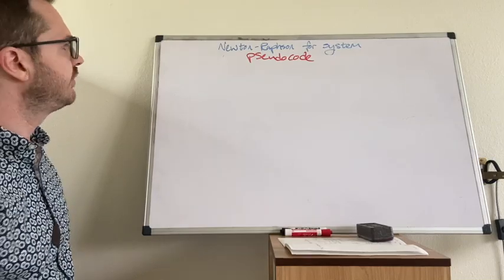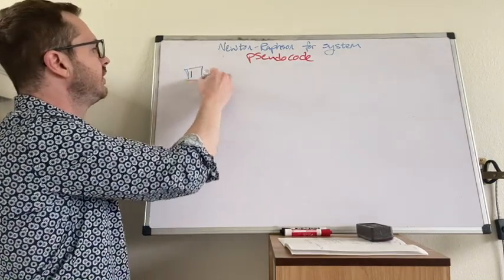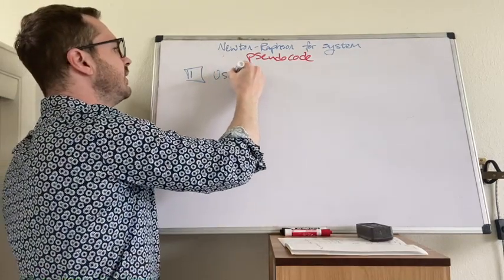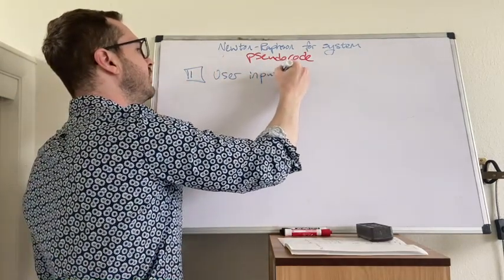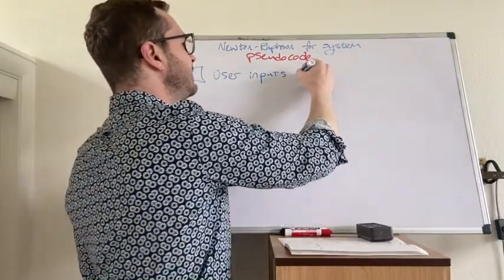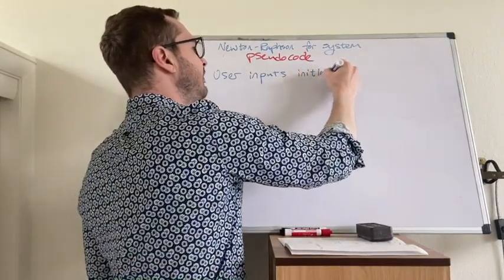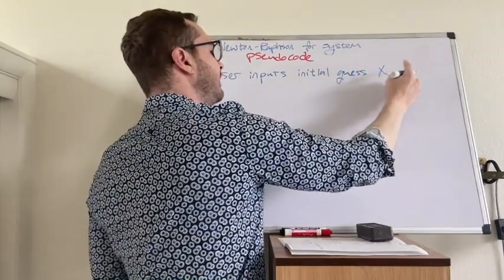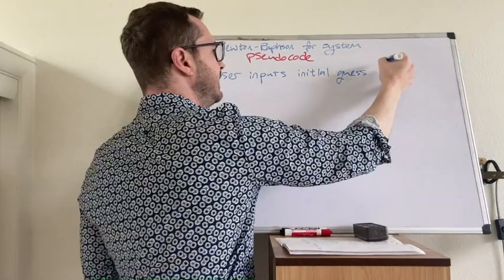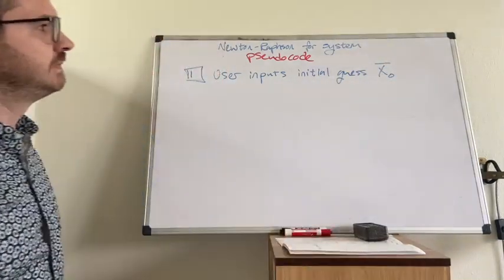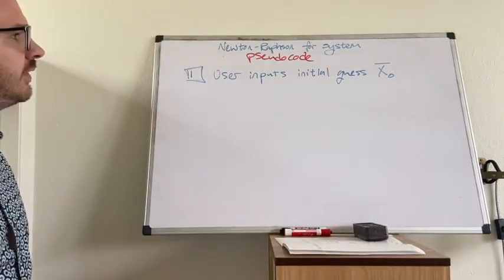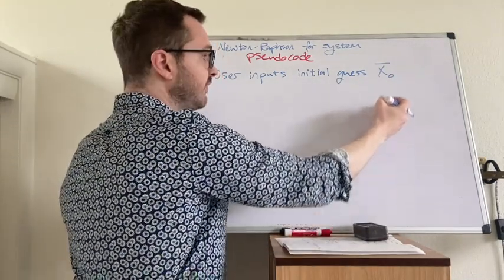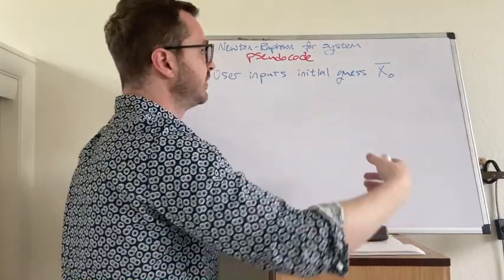Let's do the pseudocode. Number 1, remember the user has to provide some input. So the user inputs initial conditions or initial guess, let's say. An initial guess, and I'm going to call this x naught. And I'll put the bar over it here, just as a reminder, we're dealing with a system of equations. So if there are 10 variables, if there are 10 x's, you have to provide an initial guess for all 10.